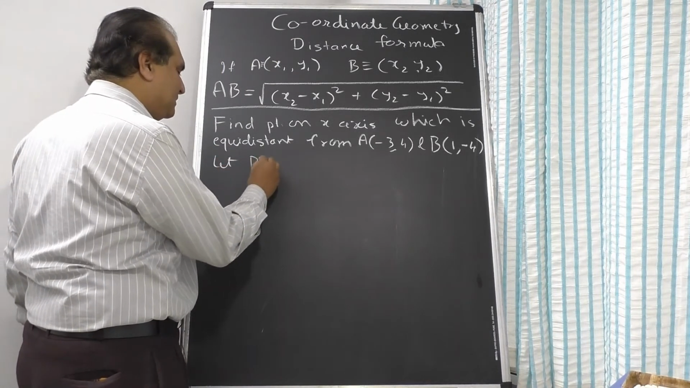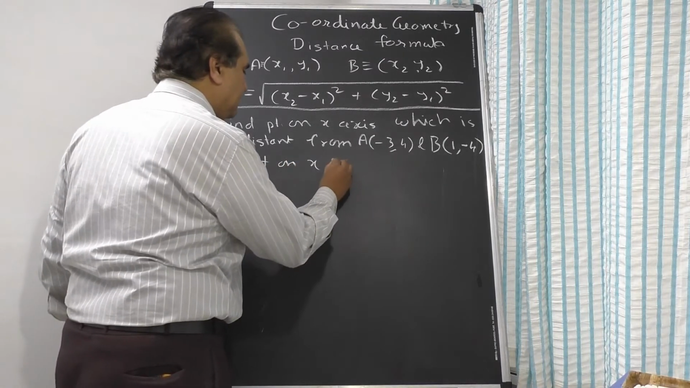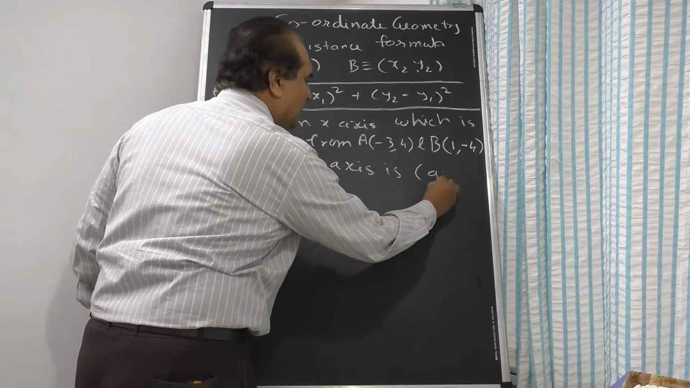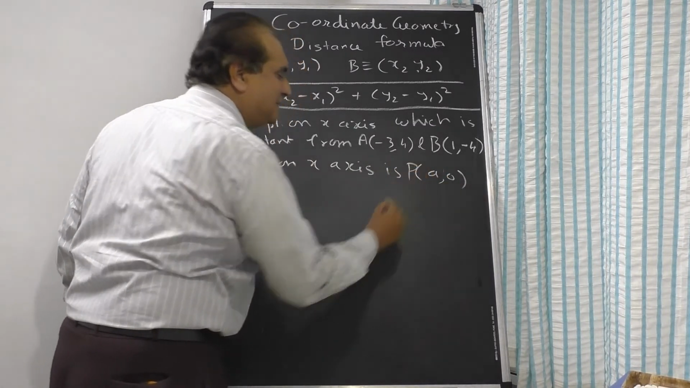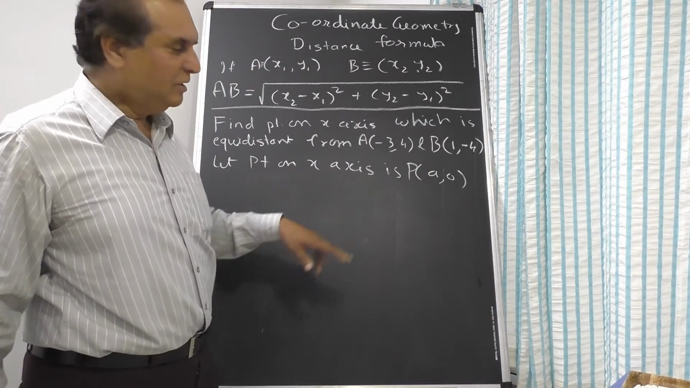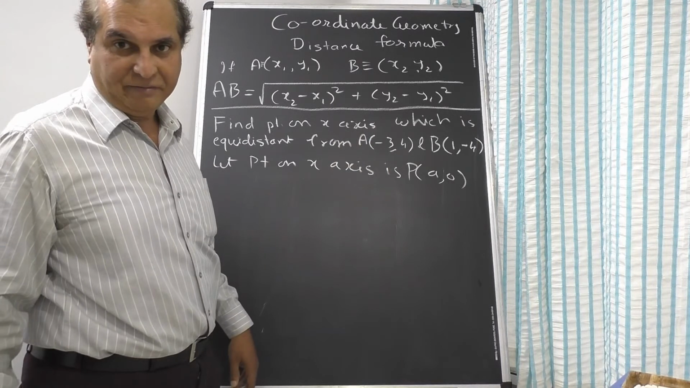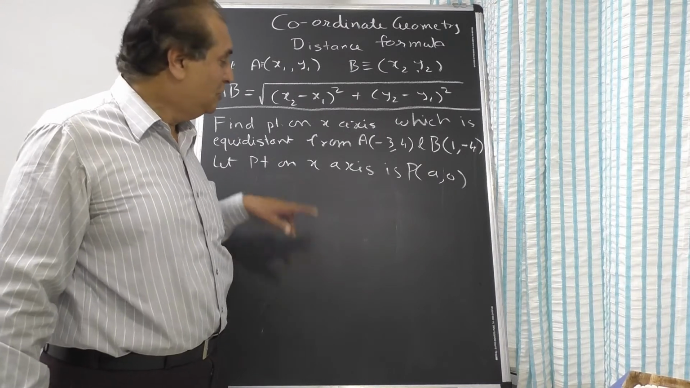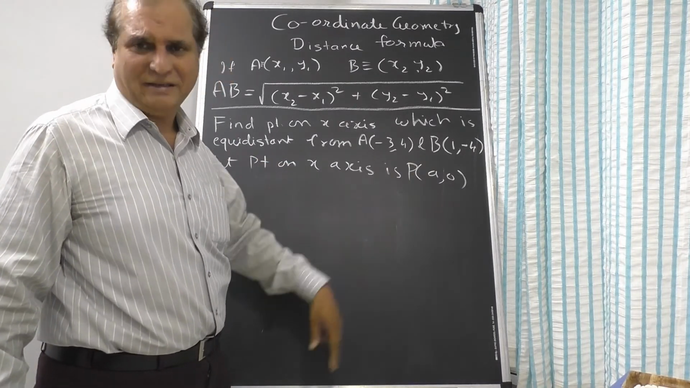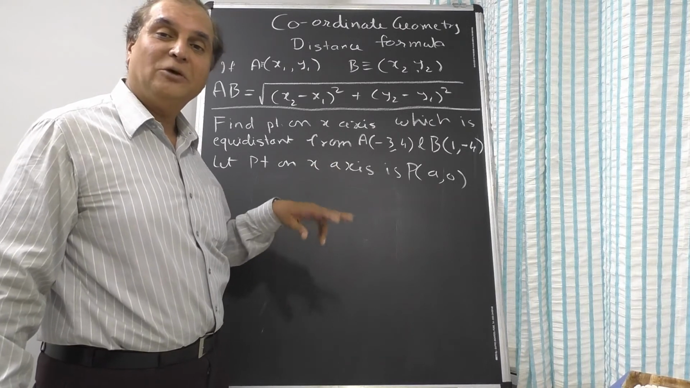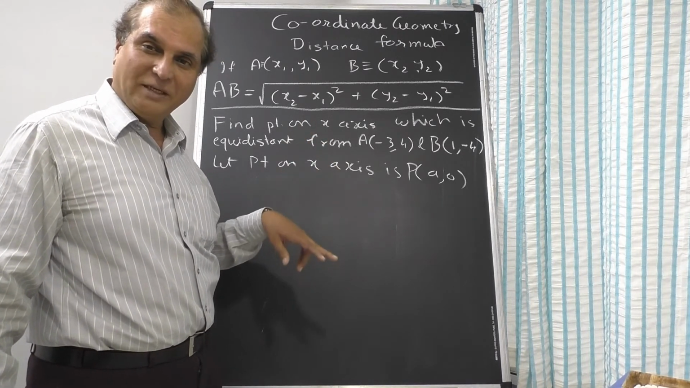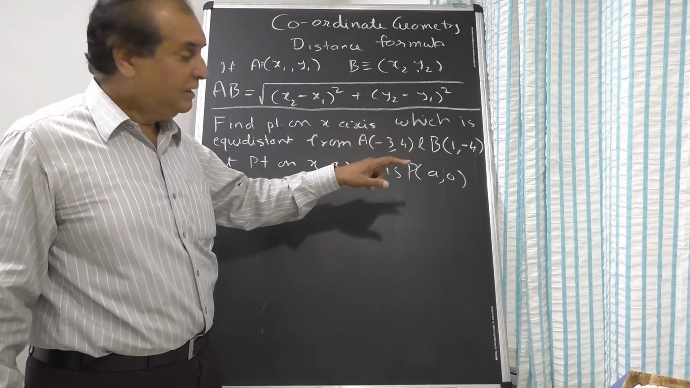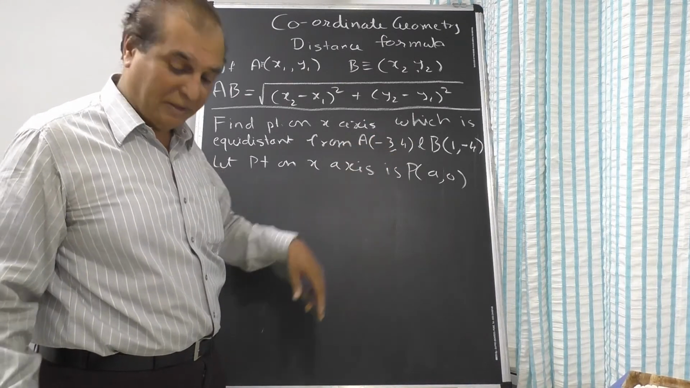So let the point on x-axis be (a, 0). We'll name the point as P(a, 0). Now this is equidistant from A and B. Now if they ask for a point on y-axis, you can take the point on y-axis to be (0, a), because y-axis points, you know, are (0, 1), (0, 2), (0, 3) or (0, -1), (0, -2), (0, -3). So this P is equidistant. Equidistant means PA equals PB.